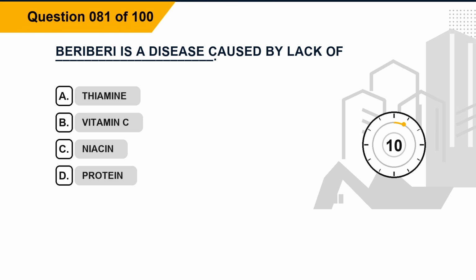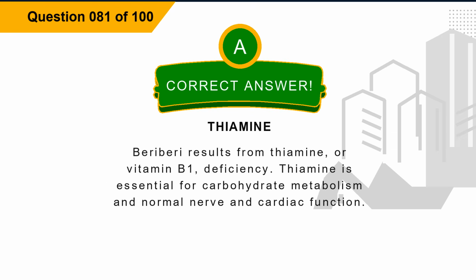Question 81. Beriberi is a disease caused by lack of blank. Option A, thiamine. Option B, vitamin C. Option C, niacin. Option D, protein. The correct answer is option A, thiamine. Explanation: beriberi results from thiamine, or vitamin B1, deficiency. Thiamine is essential for carbohydrate metabolism and normal nerve and cardiac function.